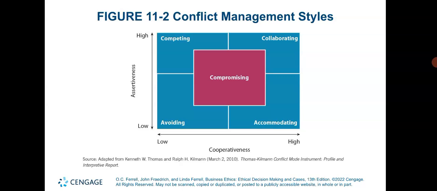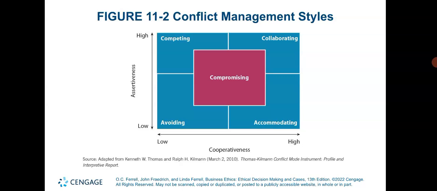So because of these two dimensions, we can make it into 5 quadrants. On the minimum side, you have avoiding, which is low assertiveness and low cooperativeness. If you have high cooperativeness but low assertiveness, that is accommodating. If you have high assertiveness but low cooperativeness, that is competing. If you have high assertiveness and high cooperativeness, you are collaborating. And in the middle is compromising: if you have average assertiveness and average cooperativeness, then you are compromising.